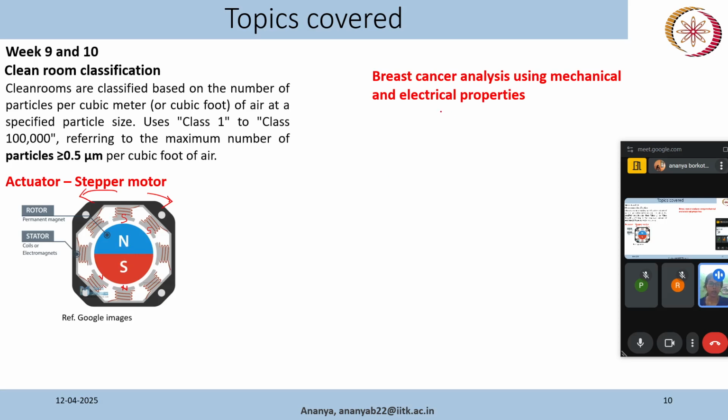Then we learned about breast cancer analysis using mechanical and electrical properties. I will not go through this much because we are still learning these things. We discussed it last week as well, and we will be discussing it in the next live session as well, because this is the topic that we are discussing recently. Basically, the point is that by measuring electrical and mechanical properties using a MEMS system, we can make a sensor for breast cancer analysis that can be helpful to enable early detection.